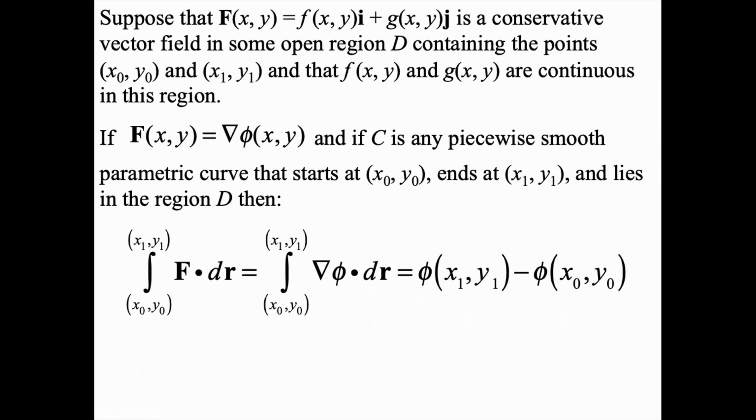Suppose that big F(x,y) equals little f(x,y) i plus g(x,y) j. Suppose that's a conservative vector field in some open region D containing the points (x0, y0) and (x1, y1), and that those little functions, f and g, are continuous in this region. If the vector field F(x,y) equals del of phi(x,y), and if C is any piecewise smooth parametric curve that starts at the initial point (x0, y0), ends at (x1, y1), and lies in that region, then yes, you can evaluate the line integral simply by plugging the terminal point into phi and the initial point into phi and subtracting.